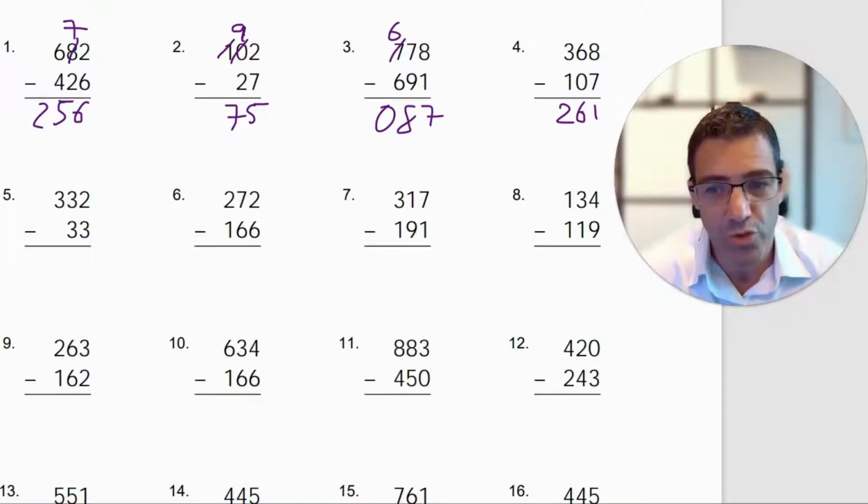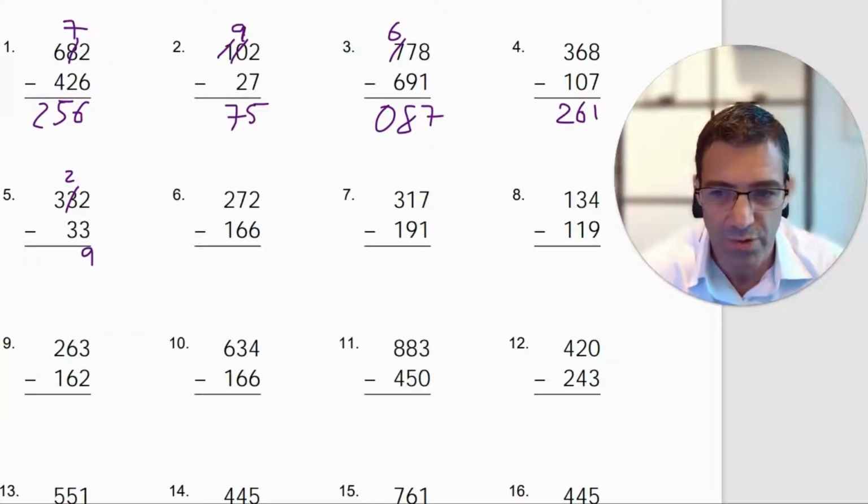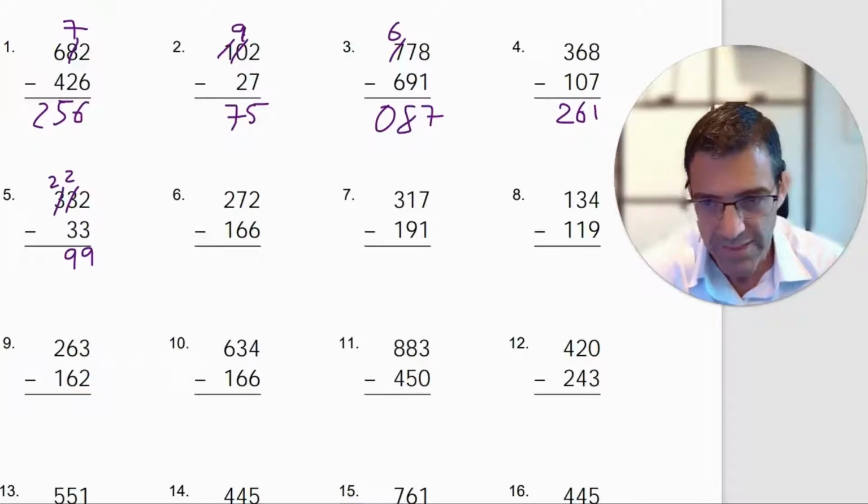3 take away from 2. I cannot do that because 2 is smaller than 3, so I borrow from the 3, turn it into a 2. 3 take away from 12 is a nice 9. 3 take away from 2, I cannot do that, so I need to borrow here, turn that into a 2. 3 take away from 12, that's another 9. And then 0 take away from 2, I've got 299. Okay.